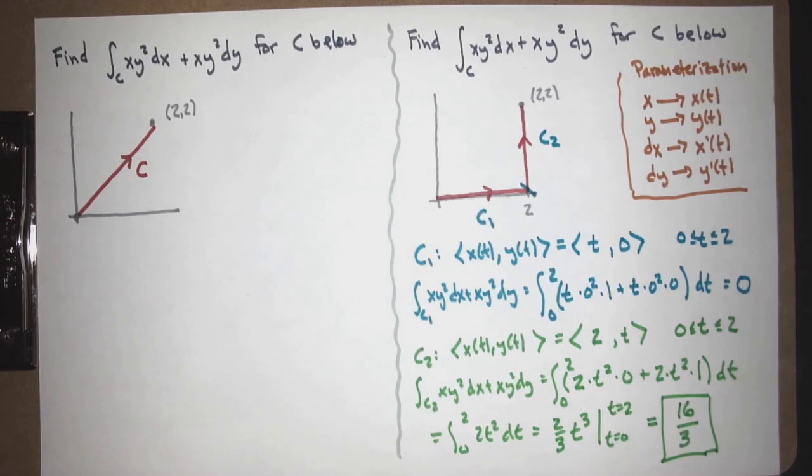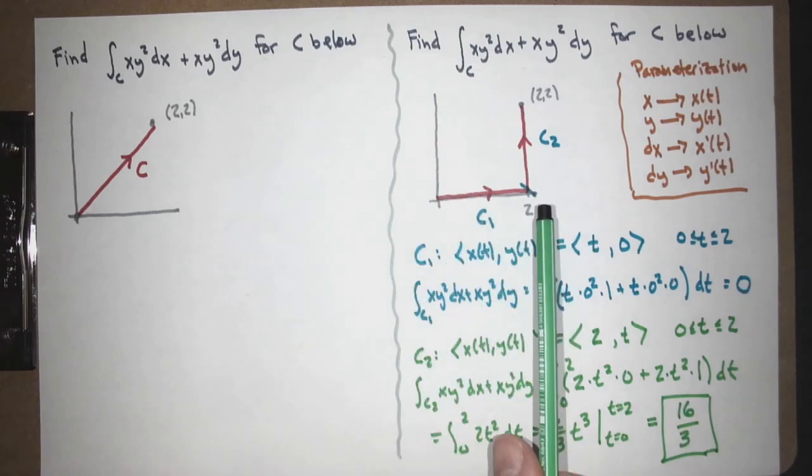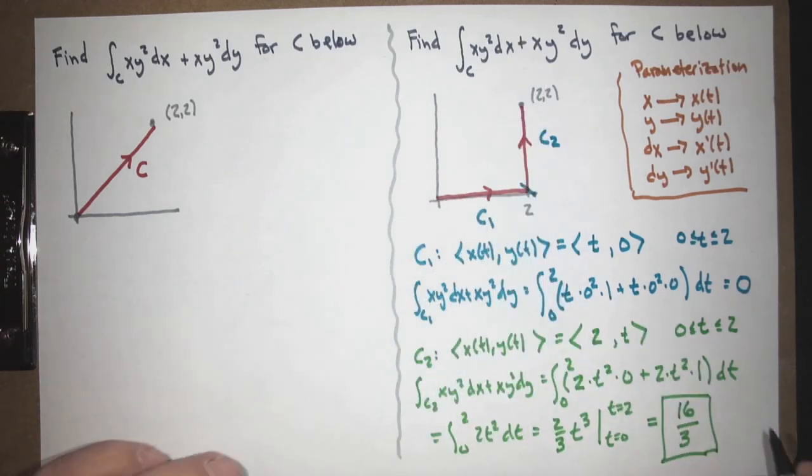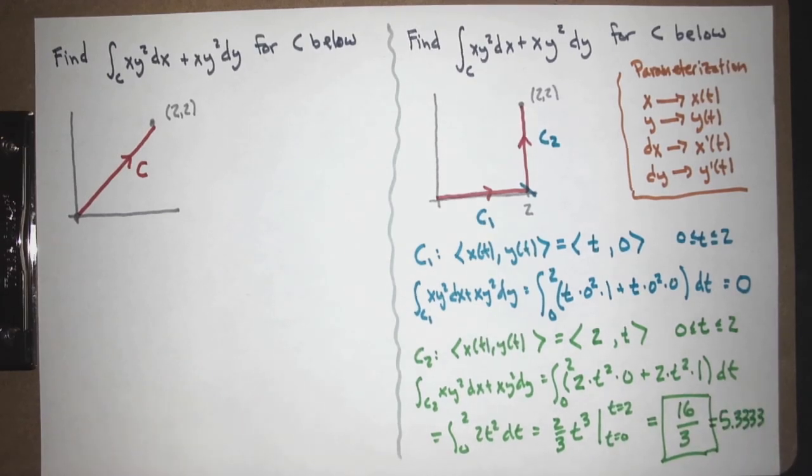So that's it. So if we're moving our object and we go first along C1 and then along C2, we do 16/3 amount of work. For all us engineers, that's 5.3333 amount of work. All right. So that's if we go and make that right angle. Your turn. What if you go in a straight line? What do you get?